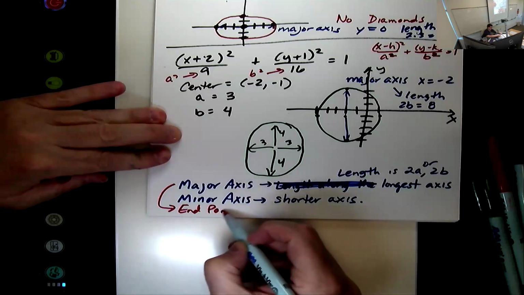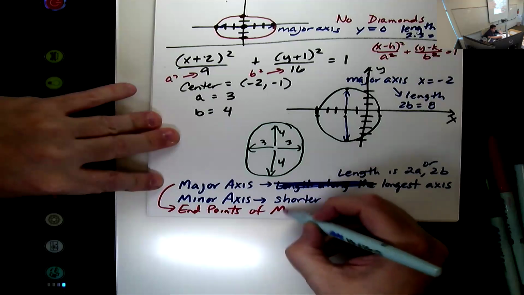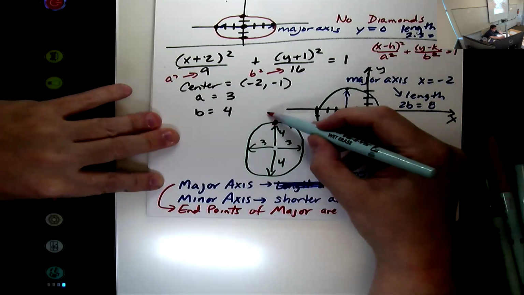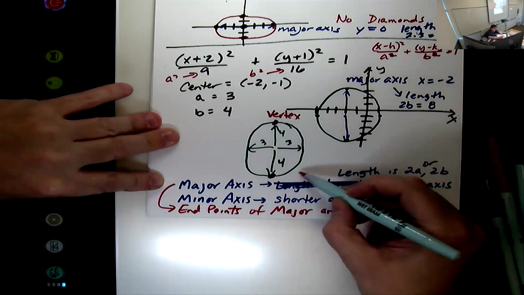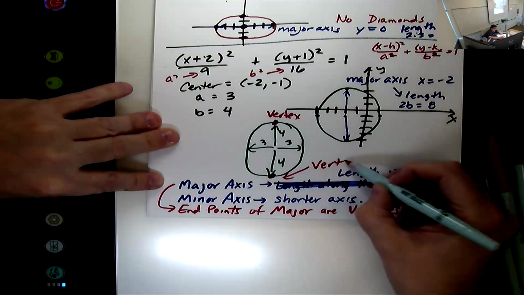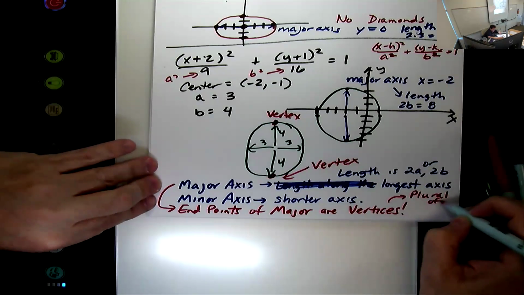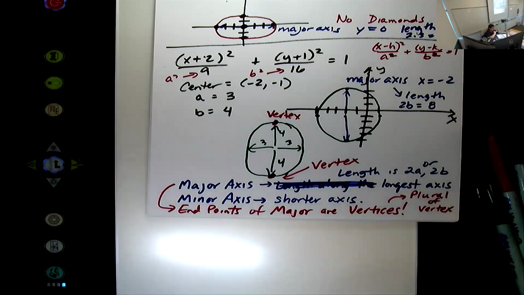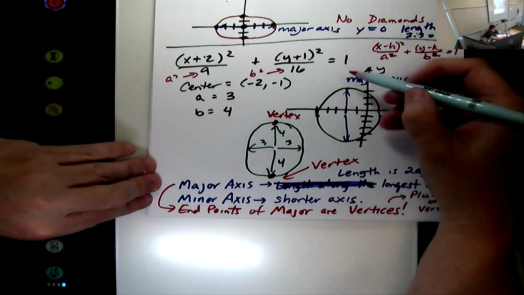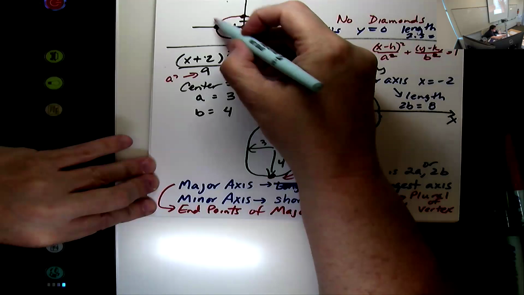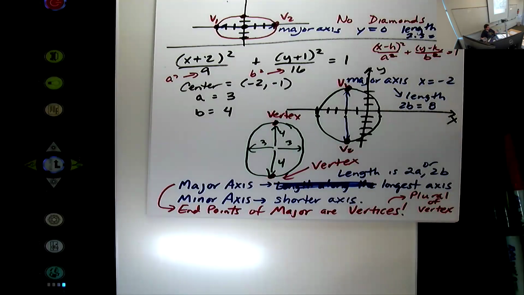the endpoints of the major axes are the vertices. Vertices is plural for vertex. So that's a vertex right here, and over here, and on that one. That's as in if you smash them together, it's the same word.